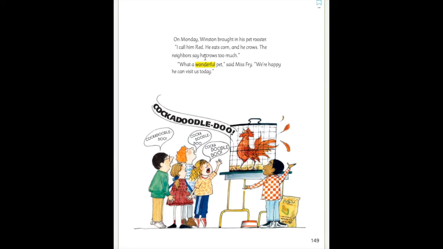The neighbors say he crows too much. That probably means that the neighbors maybe do not like having Red around so much. They might think he makes too much noise, it's too loud. But Miss Fry says, "What a wonderful pet. We're happy he can visit us today." So it sounds like maybe Miss Fry is a lot more excited to have Red around than the neighbors.